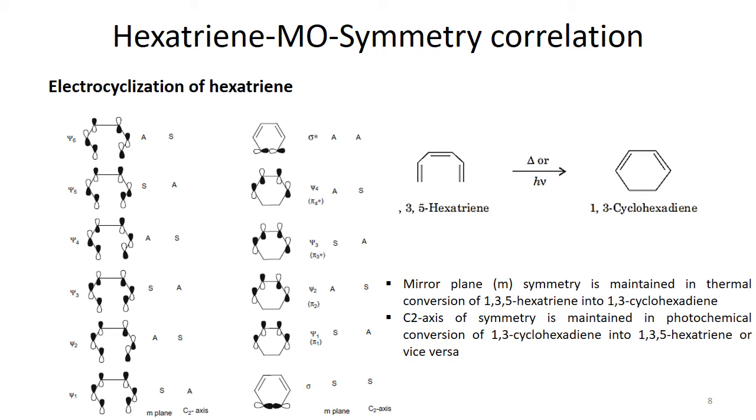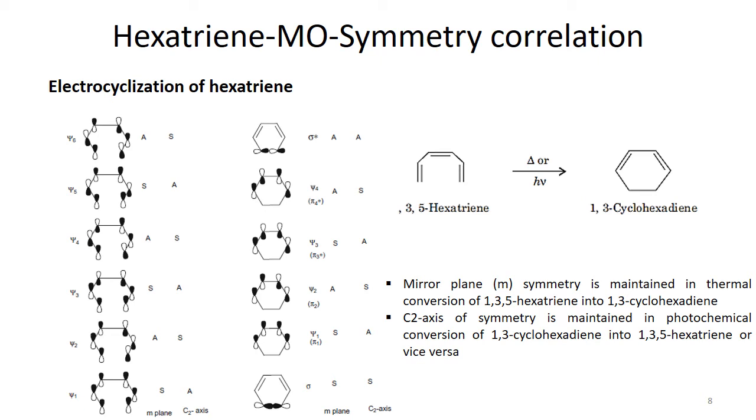So in this case, we have seen that in the case of a thermal pericyclic reaction, this rotatory mode was allowed, and in the case of a photochemical reaction, when we carry out electrocyclization of hexatriene, it goes through the conrotatory mode of rotation. Okay, this was about the frontier molecular orbital approach.